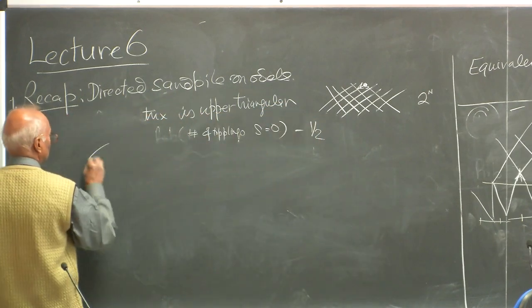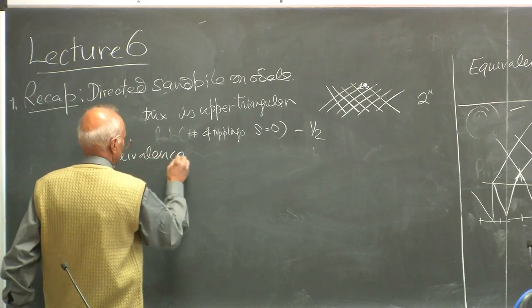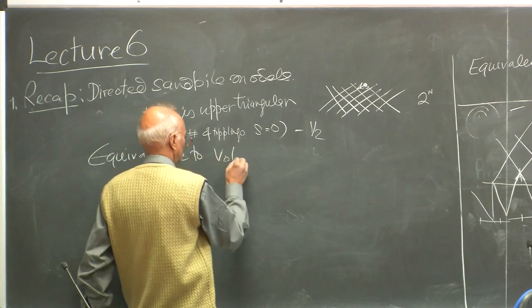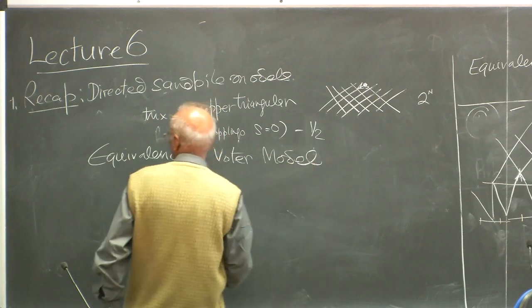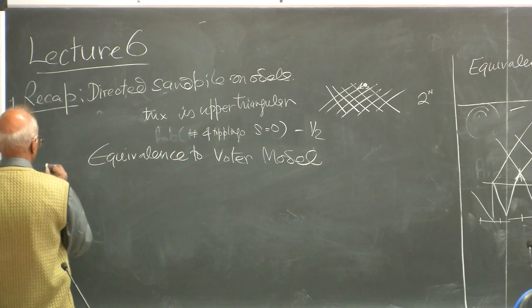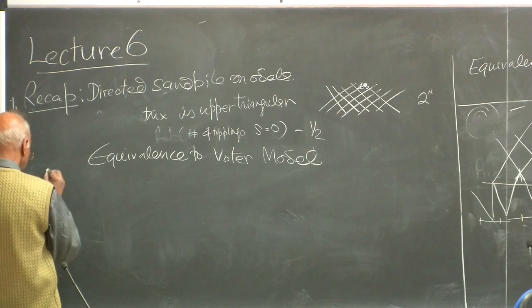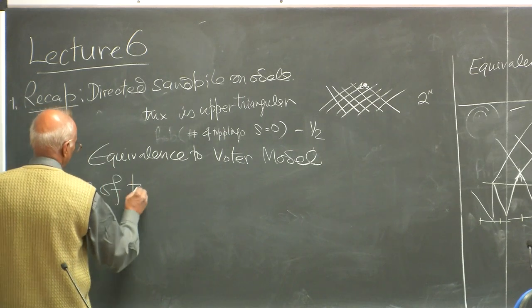So this was equivalence to voter model. Okay. So next is, there is a very useful notion called waves of toppling.